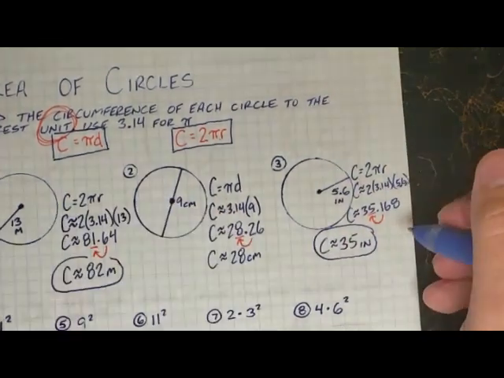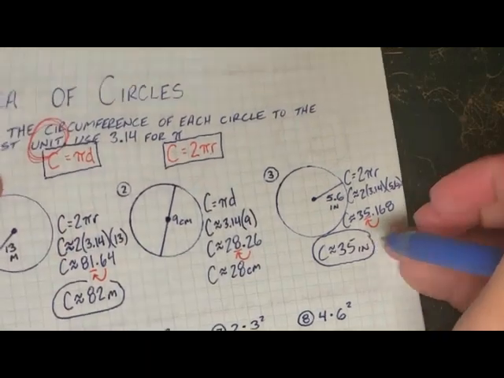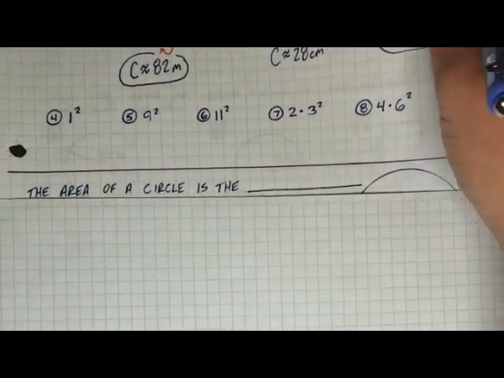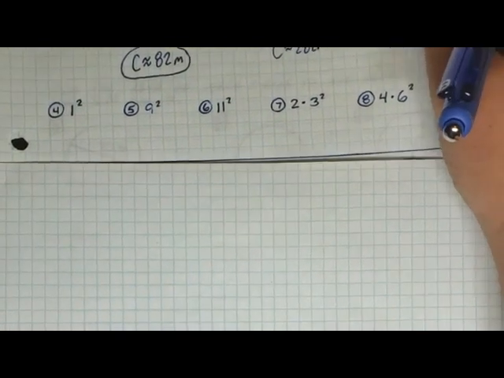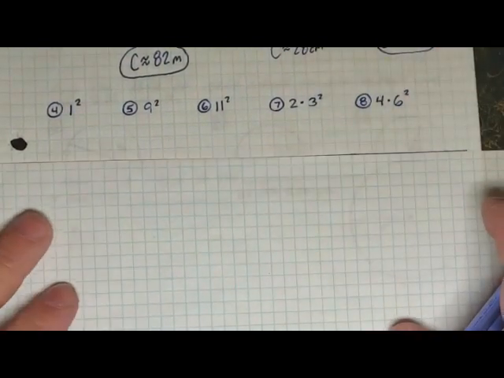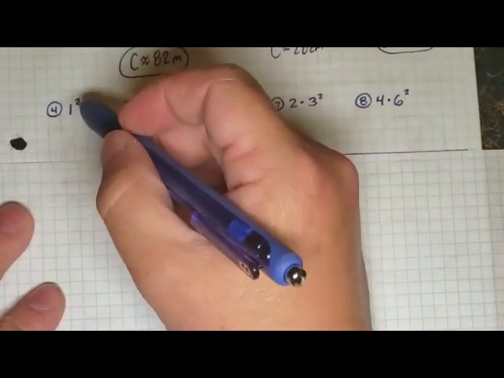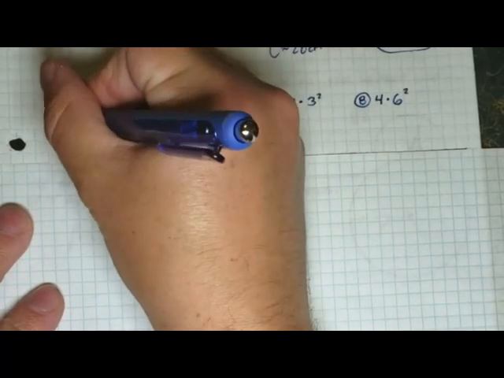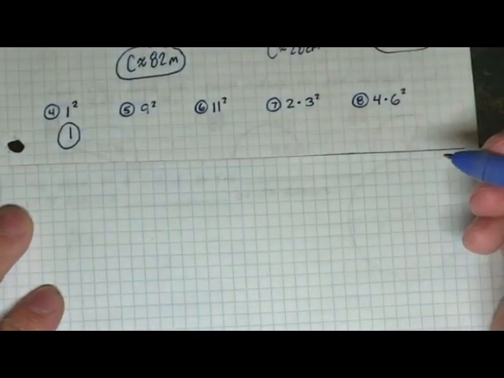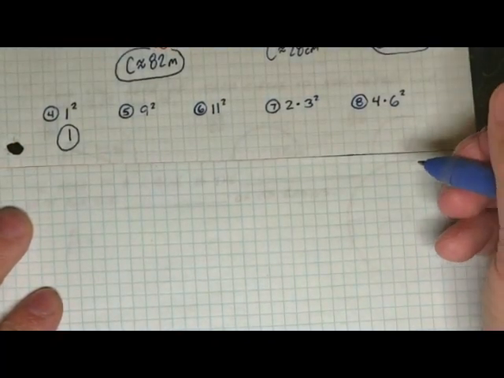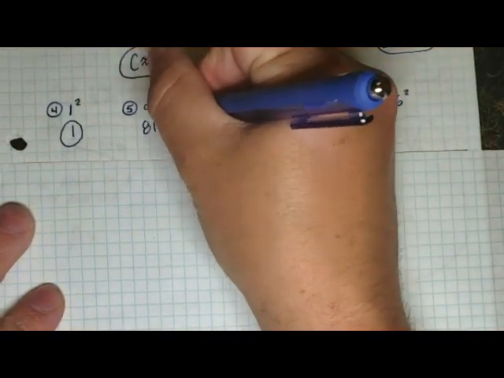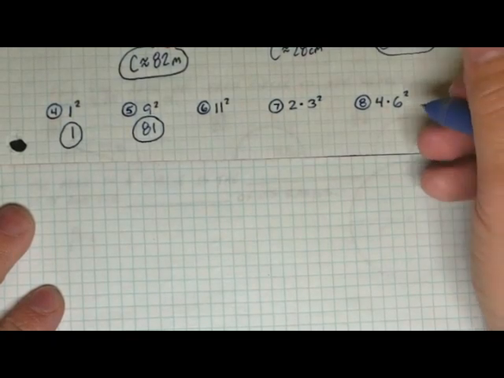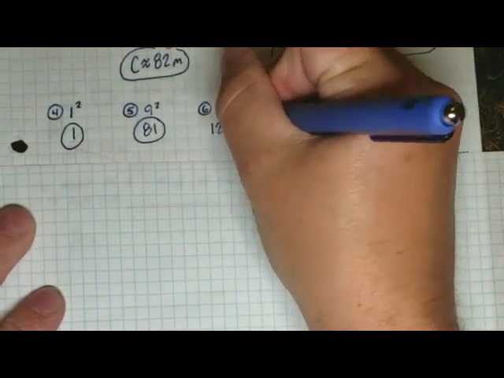And then I had some very simple order of operations problems for us to solve real quickly because we need these particular skills for the lesson that we're going to do today. 1 squared. That's 1 times 1 is 1. Number 5 says 9 squared. 9 times 9 is 81. Number 6, 11 squared. 11 times 11 is 121.